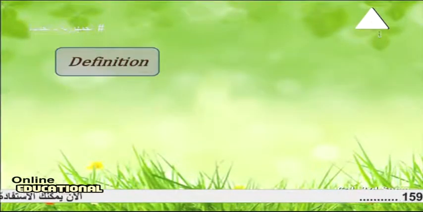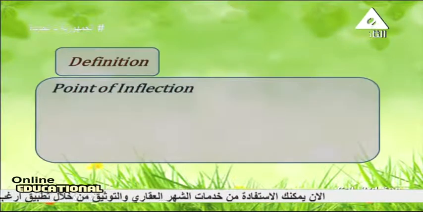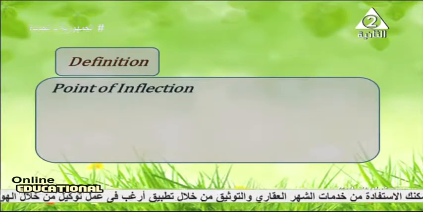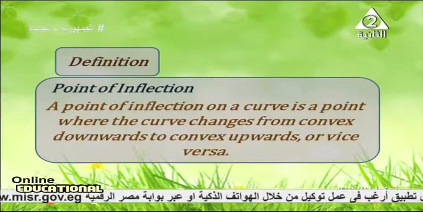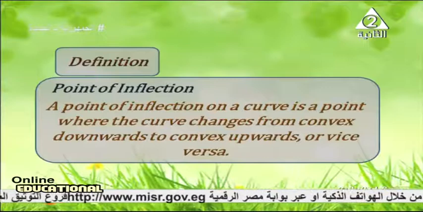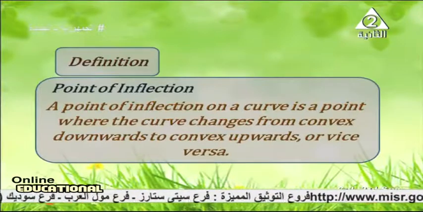Now we have a definition of point of inflection. A point of inflection on a curve is a point where the curve changes from convex downwards to convex upwards or vice versa.